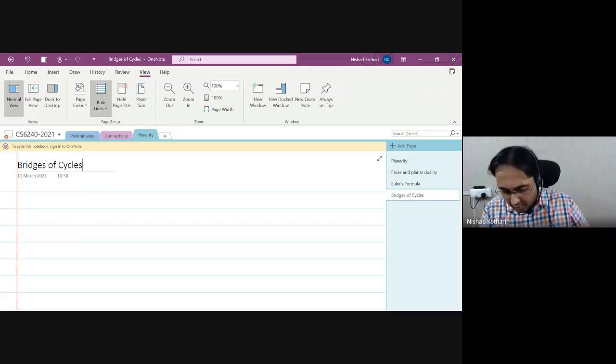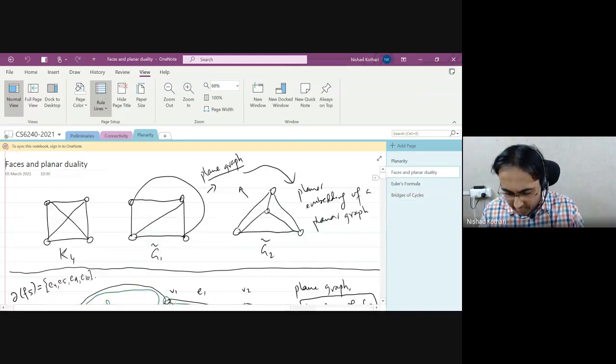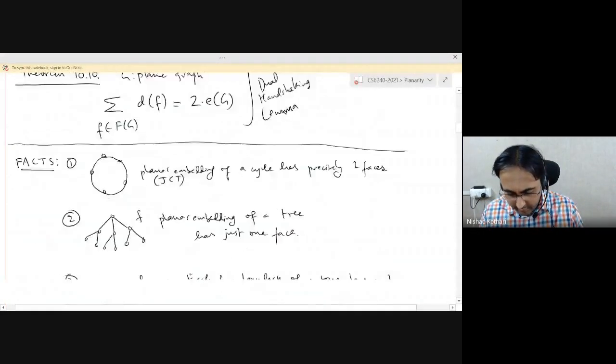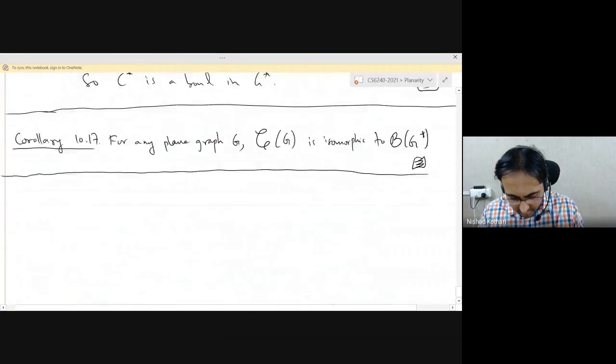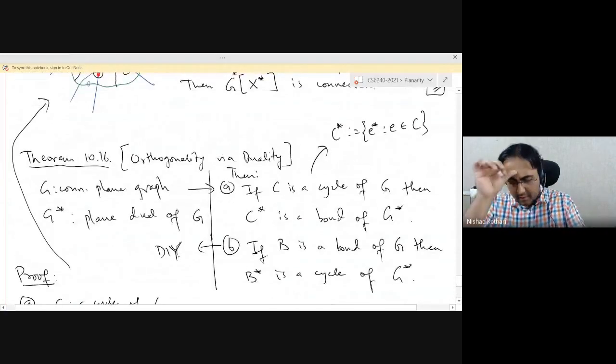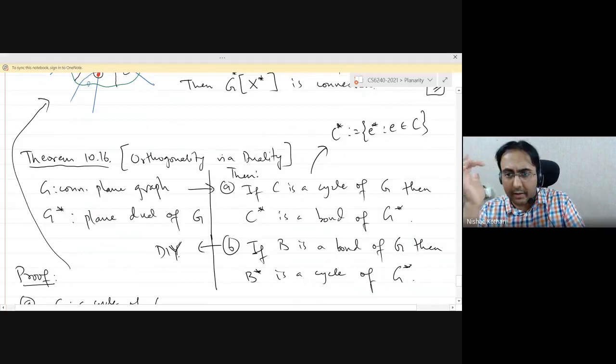So today, I just want to quickly mention a point I forgot to mention in the last lecture. Towards the end, we proved that you can look at orthogonality of the cycle space and the bond space via the lens of duality. In the case of a plane graph, if you have a connected plane graph G and the plane dual G star, then whenever you look at a cycle in the graph G, the corresponding edges form a bond in the graph G star. And likewise, every bond translates into a cycle in the dual, right?